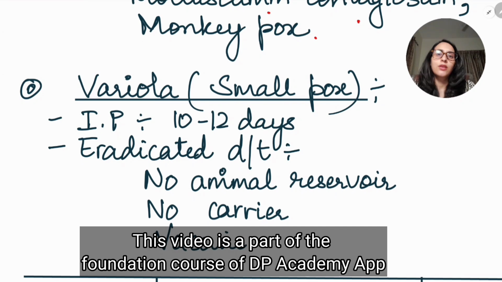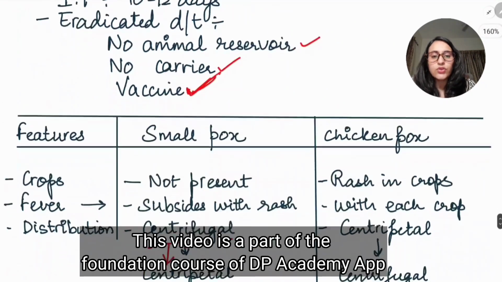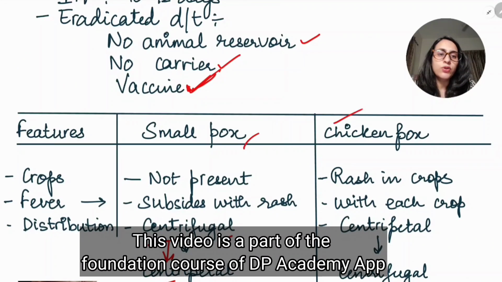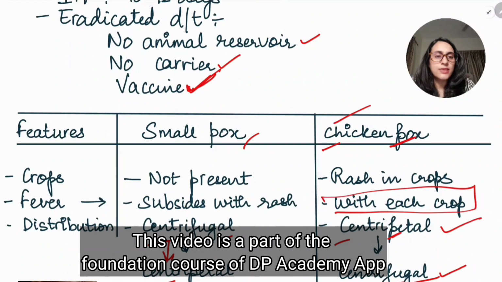This is one of the main reasons that nowadays smallpox is eradicated. Other reasons: there is no animal reservoir, there is no carrier, and the vaccine was discovered very early, and therefore the WHO guidelines were so strict that smallpox is eradicated. So the differentiating features between smallpox and chickenpox: CP, chickenpox, CP, centripetal distribution. So it starts centripetal, then goes centrifugal. And there is fever with each crop seen in chickenpox. So the rashes come in crops for chickenpox. For smallpox, the fever actually subsides with the rashes.